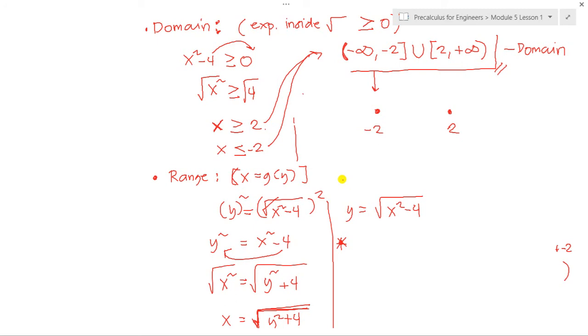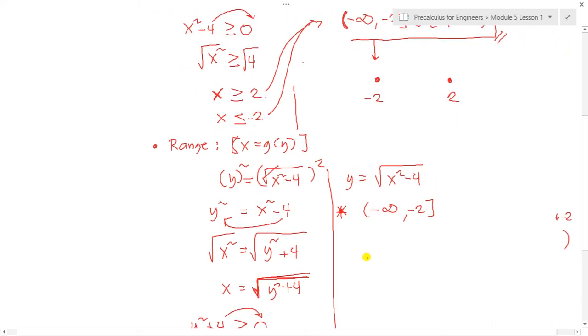Actually, pwede ta maka input or we can test each interval, di ba? In order to get the range, we can test every interval of our domain. Di ba katong sa previous, naggamit tag mga interval sa domain in order to solve for the value of our range or our y. So pwede ta makagamit. We have our first interval from negative infinity to negative 2.